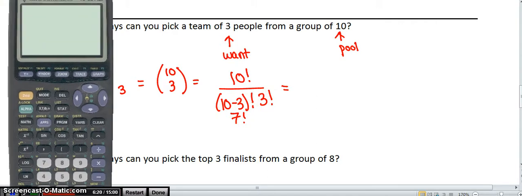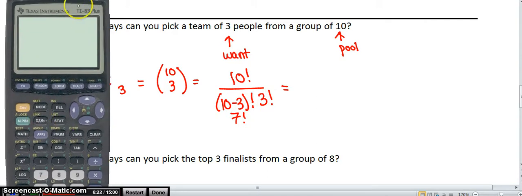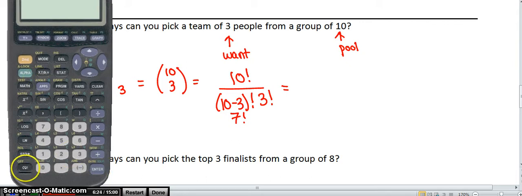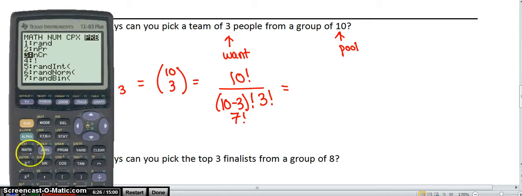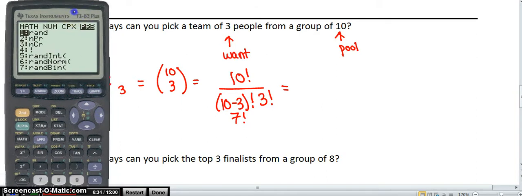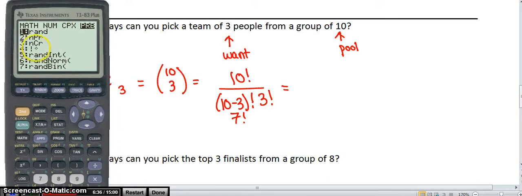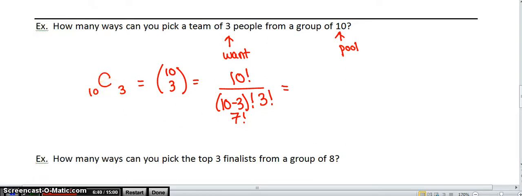I wanted to show you how you can do this in your calculator to be a little bit more time efficient. So first of all, I should turn my calculator on. And if you hit the math button, there's all that square root stuff you've been using, fractions, whatever it is. If you go to PRB, that stands for probability. Anything you need for probability is here. So like number 4 is factorial. But if I want a combination, that's nCr, like you see it here.